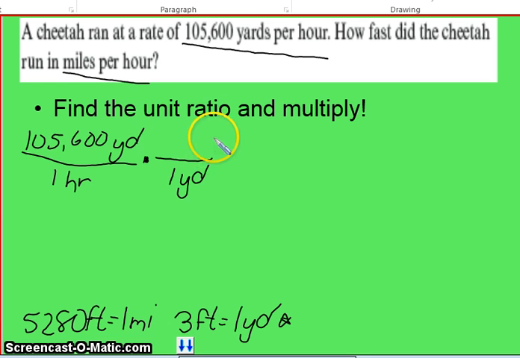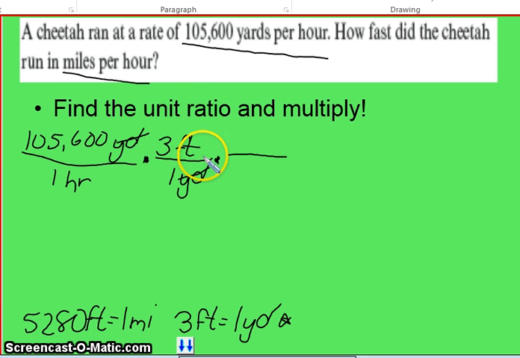Then on the top, I want the equivalent amount in feet. So 3 feet is what's going to go in the numerator here. Alright, now that's good. That cancels out my yards. Yards divided by yards is unitless. So my unit I'm left with is feet. So right now I'm looking at feet per hour. Now I want to change feet into miles. So I'm going to use my other unit ratio or conversion factor. So I'm going to multiply by another conversion factor.